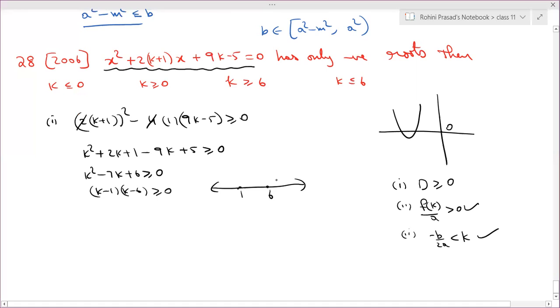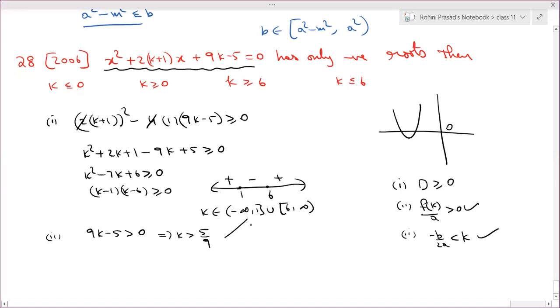And then this is positive, rightmost positive, negative, positive. We want the product to be positive. So k belongs to minus infinity to 1 union 6 to infinity. But this is not the only condition. We have the second condition. If you take the product of the roots positive, or f of k by a greater than 0, you get 9k minus 5 is greater than 0. So k greater than 5 by 9. So when you get k greater than 5 by 9, this should be eliminated.